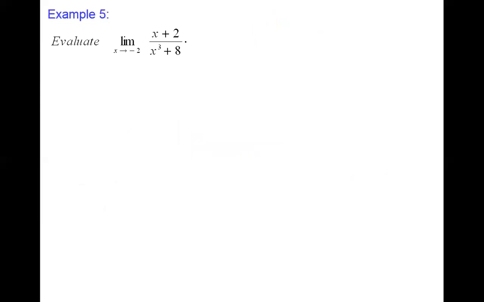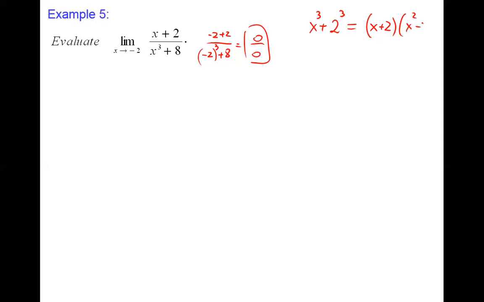Okay, another limit: (x plus 2) over (x cubed plus 8), as x approaches negative 2. We can simplify, but of course, substituting negative 2, the cube is 0 over 0. We do have to find a common factor. x cubed plus 8 means x cubed plus 2 cubed. And then we can factor out: my a is x, my b is 2, that means (x plus 2)(x squared minus 2x plus 2 squared, 4).